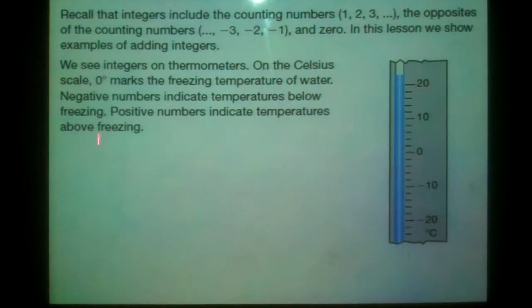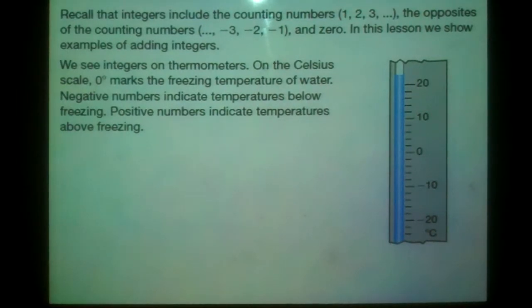Alright, so we need to recall that integers include the counting numbers and all the opposites of the counting numbers, which would be -3, -2, -1. So those are the opposites of these ones. And they also include 0. So we're going to show examples of how to add integers today.